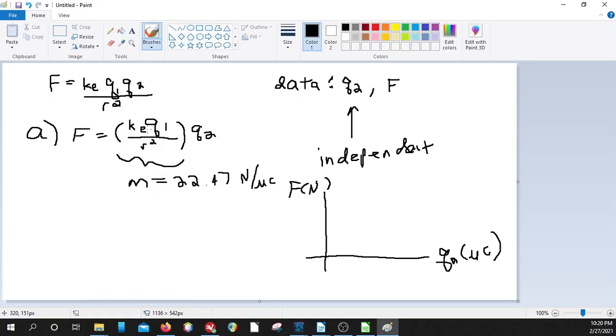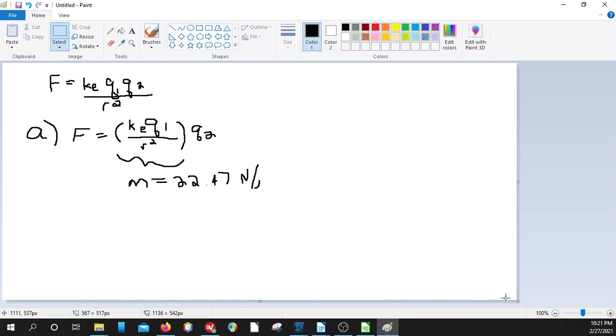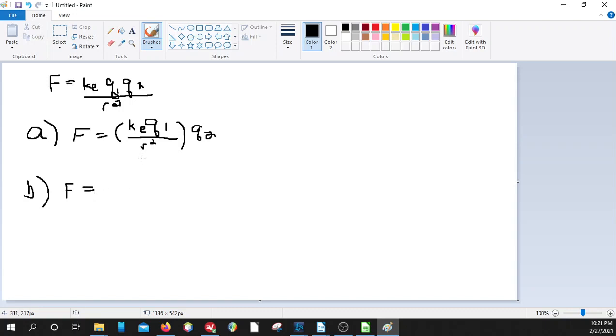We look at how the force depends on the charge. All right, so I'm going to erase most of this. Let's just pretty much get rid of it. All right, and now let's look at part B. We're going to do something a little different here. So I'm going to rewrite Coulomb's law.